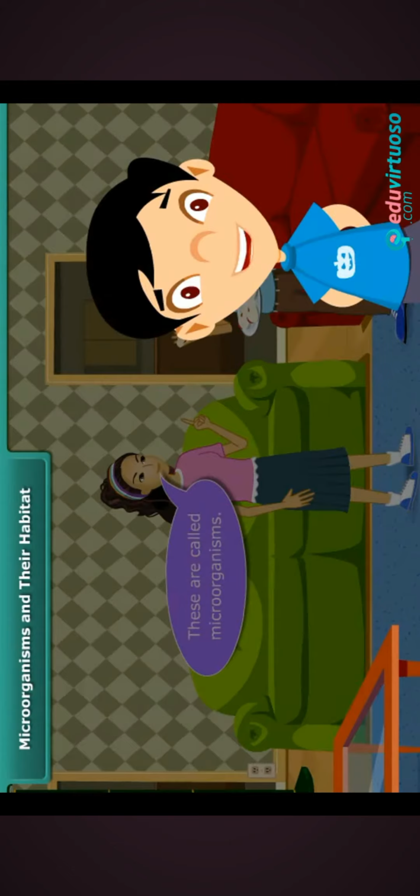Friends, you'll be surprised to know that a microorganism can help us in making our food and the same can make us ill too. So, before getting more information about them in detail, let us first know about such microorganisms and their habitat.